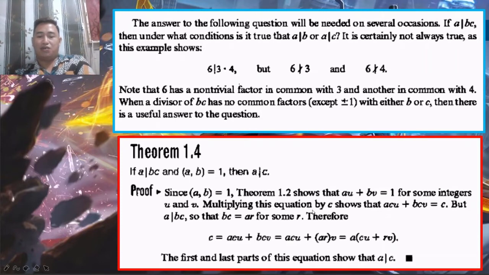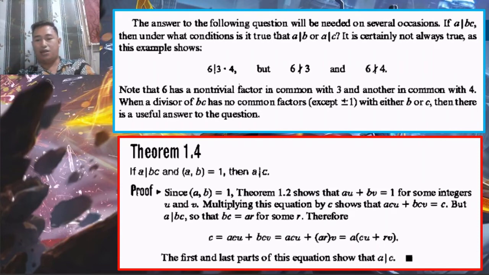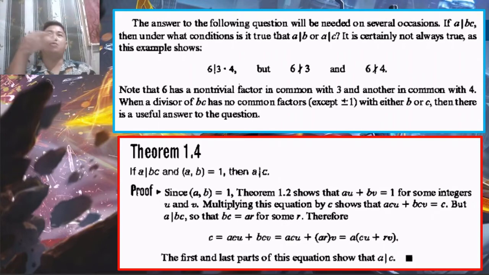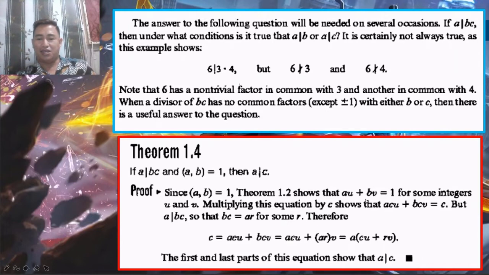Okay, multiplying this equation by C shows that, multiply ta na class og C tanan. Kung mag-multiply ta tanan class og C tanan class, makakita na ta og C equals, di ba? Kaya itong goal kay C equals AK man. So, multiply na og C both sides tanan, the equation. So, distribute na natin. So, ACU plus BCV equals C. But A divides BC.